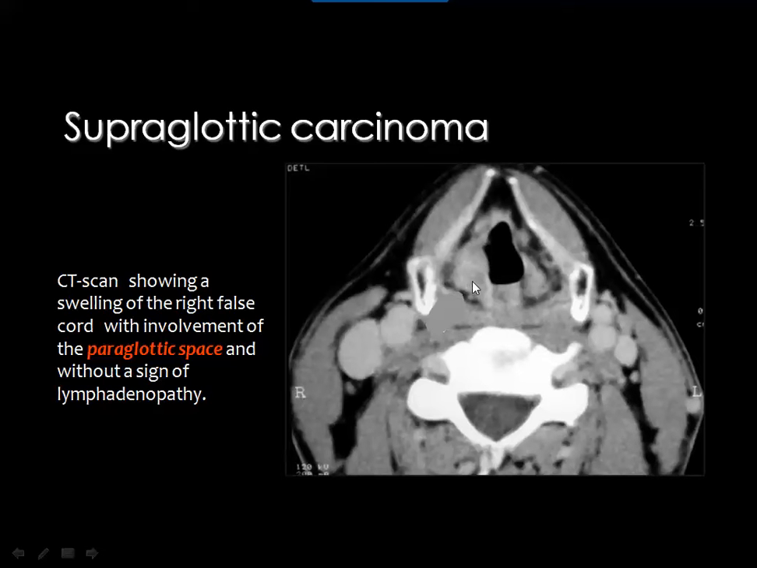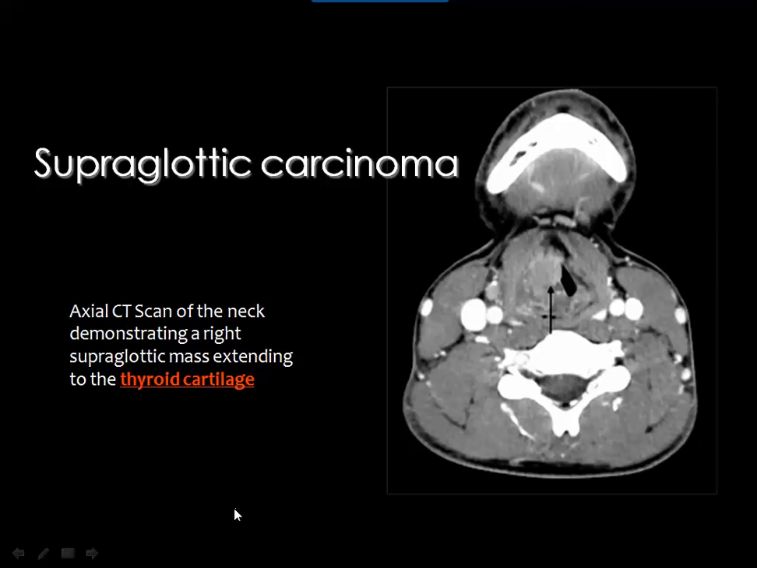Then this is a mass which is affecting the right side of the epiglottis as well as the aryepiglottic fold. It is seen encroaching on the paraglottic fat plane, as you can see here. And this is the sternomastoid muscle, and if you want to look for lymph nodes, you look here underneath the sternomastoid muscle on both sides.